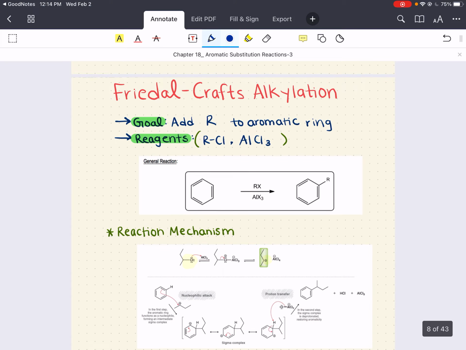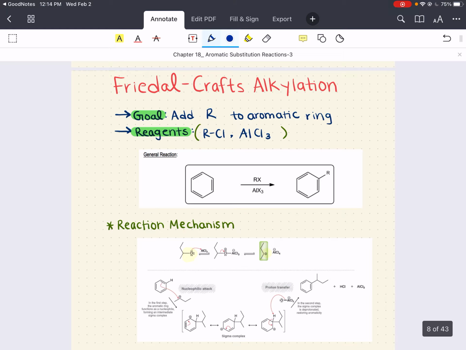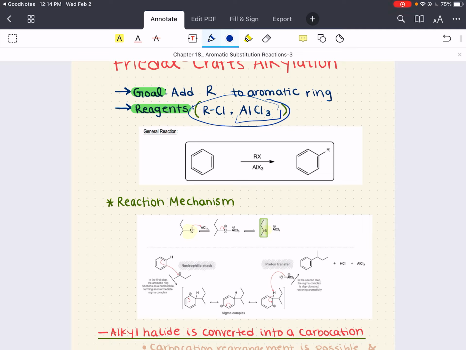Now what we want to talk about is Friedel-Crafts alkylation. This reaction adds an alkyl group to our benzene structure, and it's made possible with this set of reagents. Our aluminum trichloride is very important here. It's important because it converts whatever alkyl group we are trying to add to our ring to a carbocation.